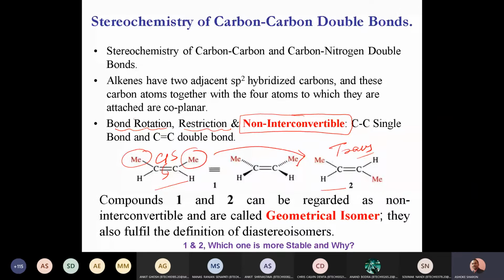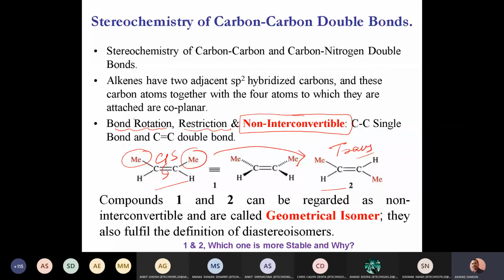Now next question, is 1 and 2 superimposable? No, 1 and 2 is not superimposable. Can I say 1 and 2 are diastereomer? Yes, we can say diastereomer, but it is better to call cis trans. This is more popular, more common.